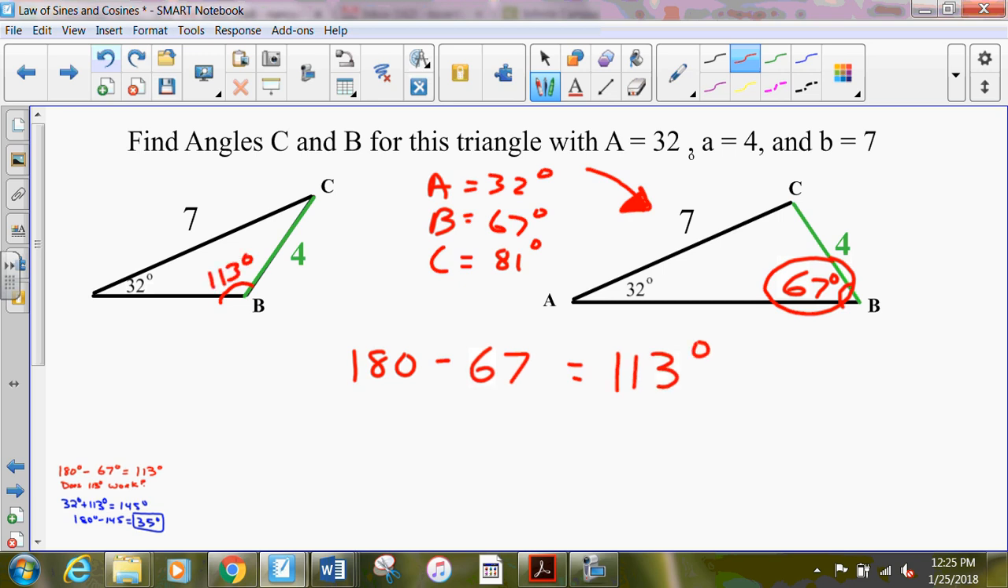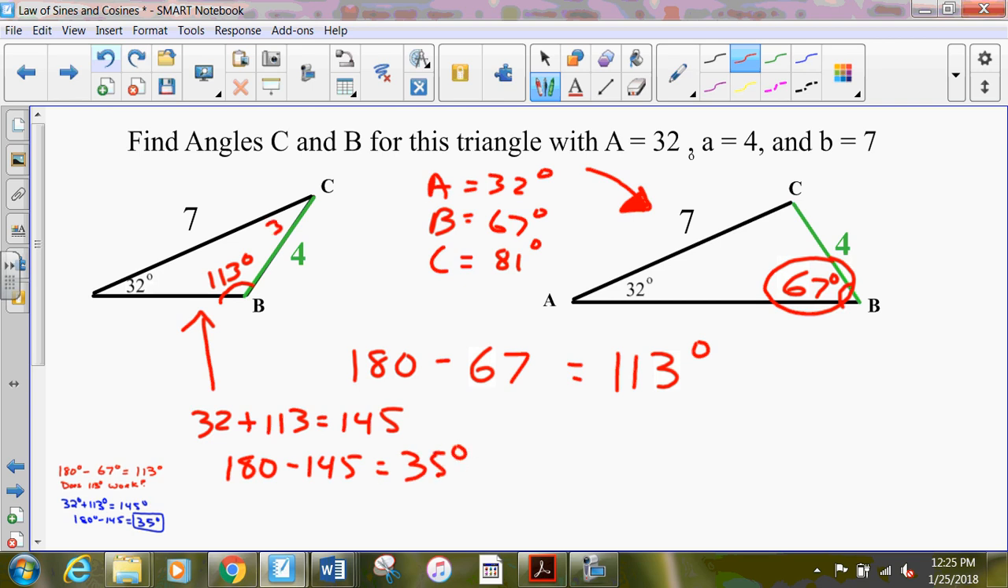And we're going to double check to see, does 113 work in this triangle? So let's see, does it work? Well, if we add 32 plus 113, that gives us 145. That leaves enough room for a third angle, right? Because if we take 180 minus 145, we'll see that we have 35 degrees. And that looks very reasonable.